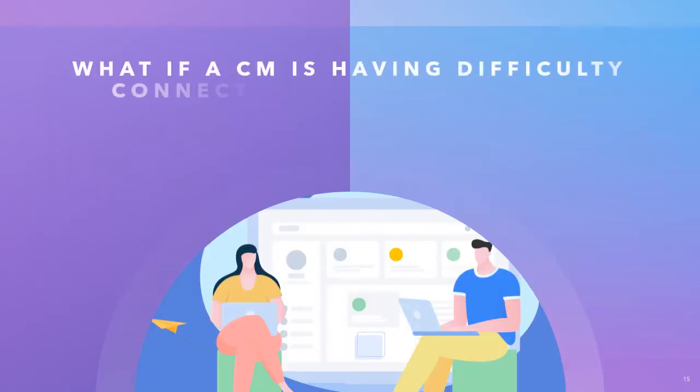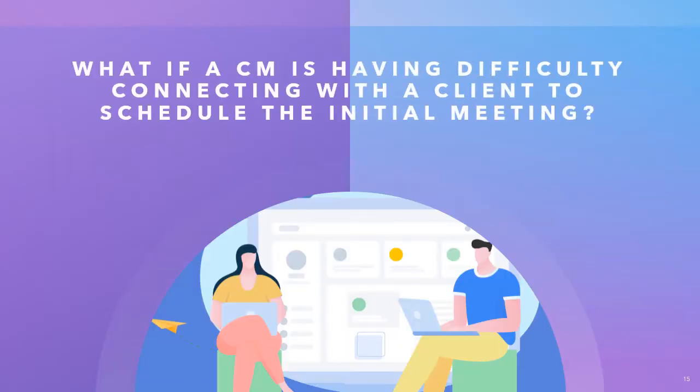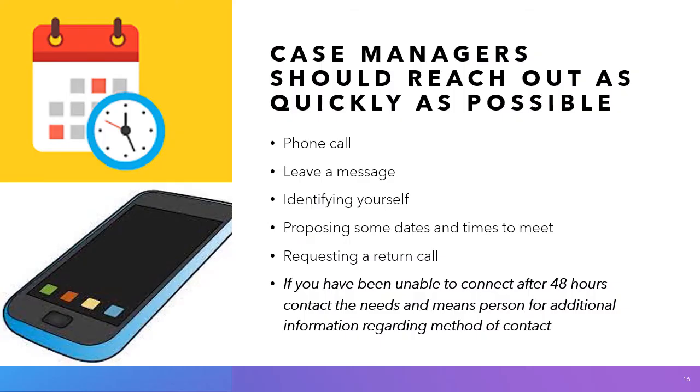What if a case manager is having difficulty connecting with the client to schedule the initial meeting? Since a case manager only has 20 business days to complete the comprehensive assessment, it is recommended that a case manager reach out to the client as soon as possible. A case manager should leave a voice message for the client introducing themselves and proposing a couple of days and times to meet and request a return call.